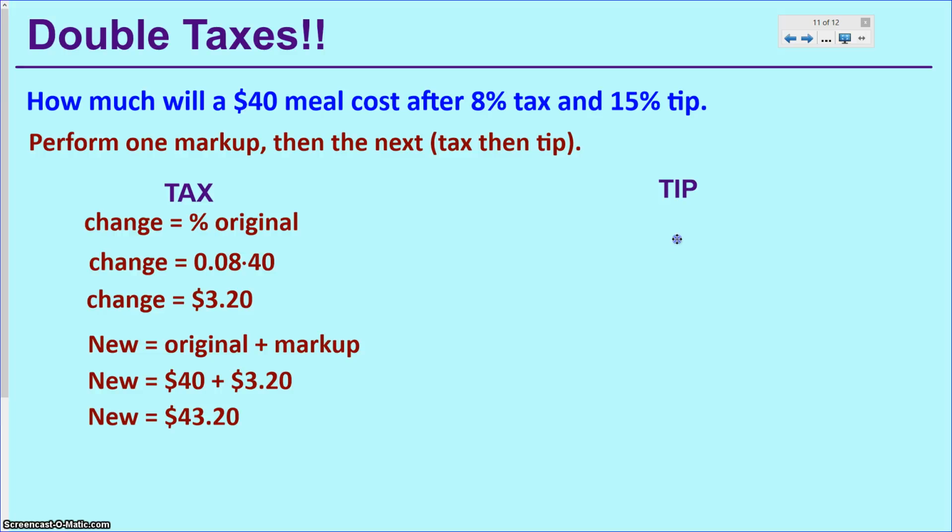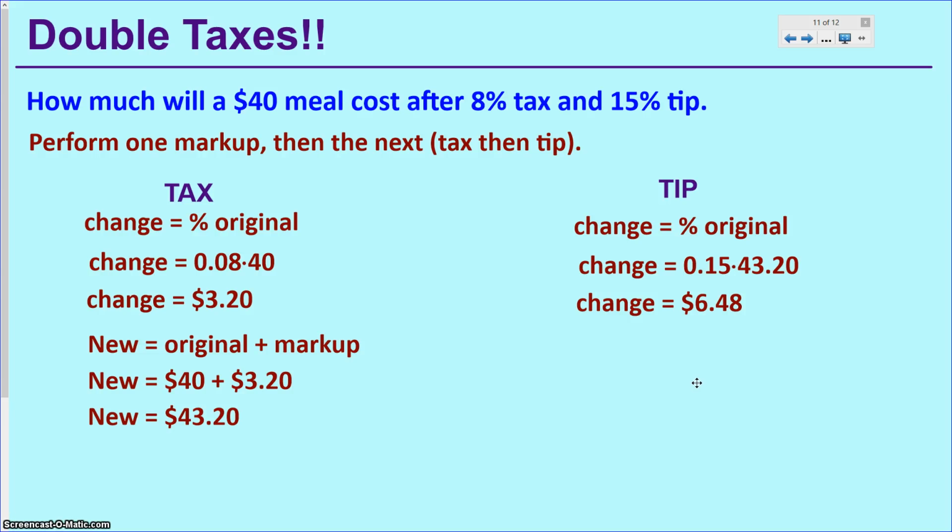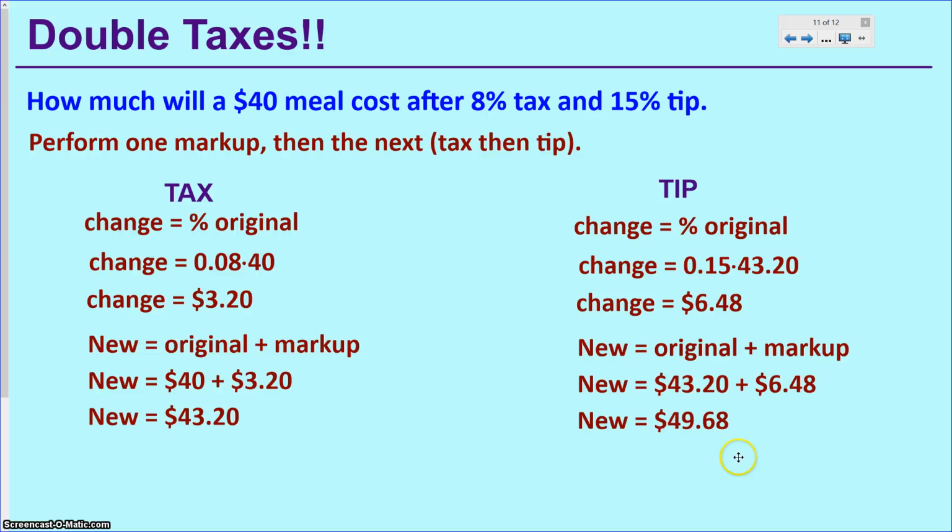So we're going to start with our same favorite formula again. Change equals percent times original, but this time the original is not going to be $40 because it's already been taxed. So we're going to use the $43.20. And this time we're applying a 15% tip. So we're going to take the 15% tip with the $43.20 original. So 0.15 times 43.20. I think that's like $6. Yep, $6.48. And we're going to add that to our $43.20 because it's a tax or a markup. So it's original plus markup, but in this case, our original was $43.20 for a total of $49.68.